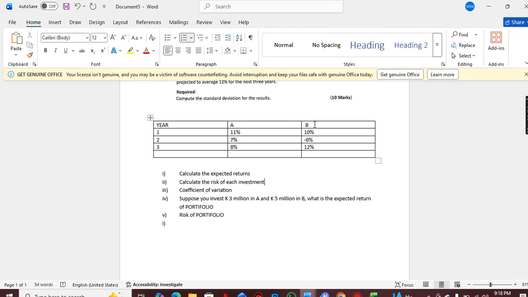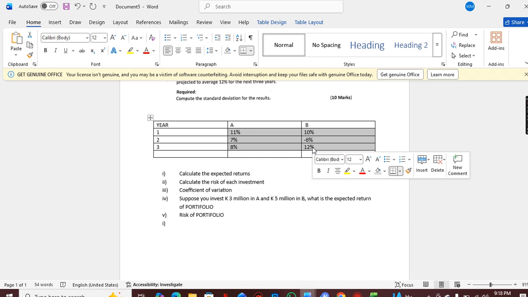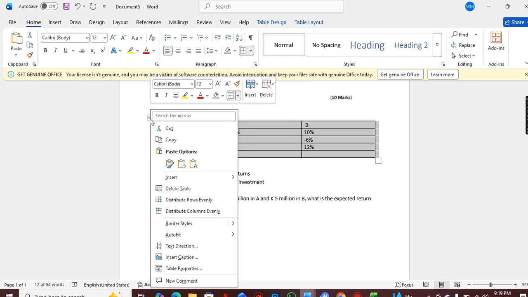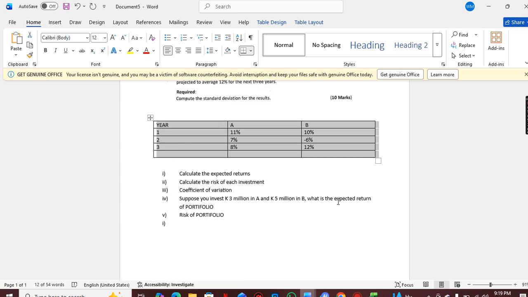We have also investment B, and these are the returns that we're going to get from these investments. All right, so the first question that they're asking us is to calculate the expected returns. Basically, we just have to calculate the average return for each of the following.